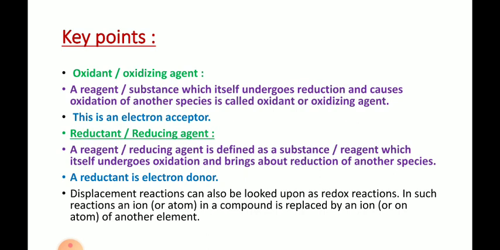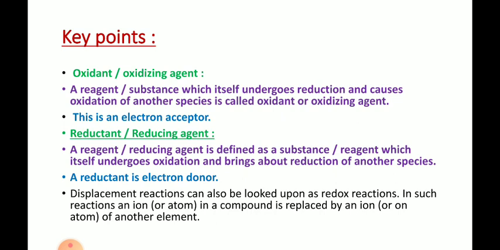In a simple statement, we can also call it an electron acceptor. Meaning electrons can be gained by that corresponding species. That species we can call an oxidant or oxidizing agent. Opposite to that is the reductant, or we can also call it a reducing agent.